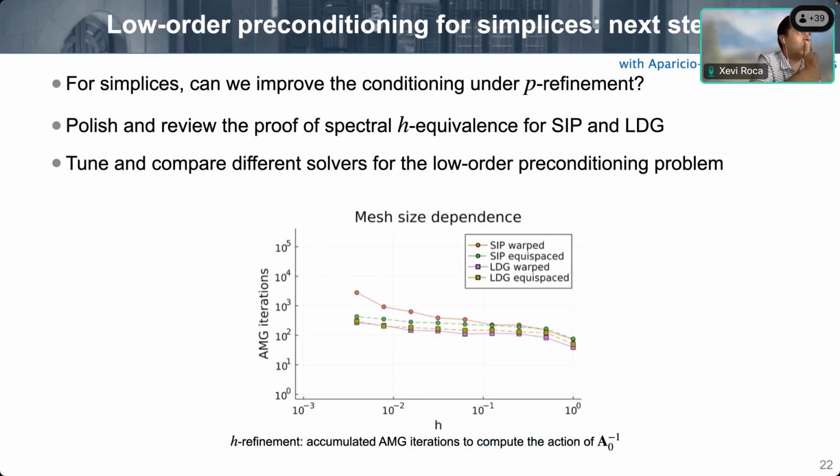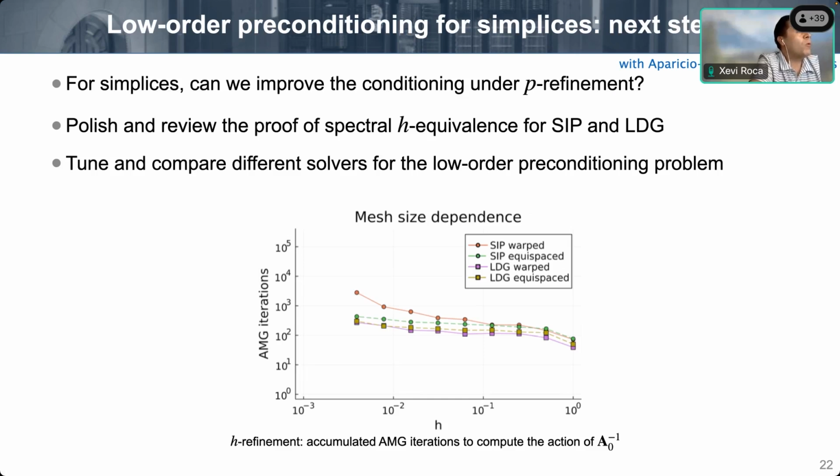Of course, this is what I said, we would like to improve the P refinement, but we are happy for some applications where you have a fixed P or with the things that we get. Guillermo is polishing and reviewing the proof of the spectral equivalence for symmetric interior penalty and local DG. So we are going to send a first draft soon.